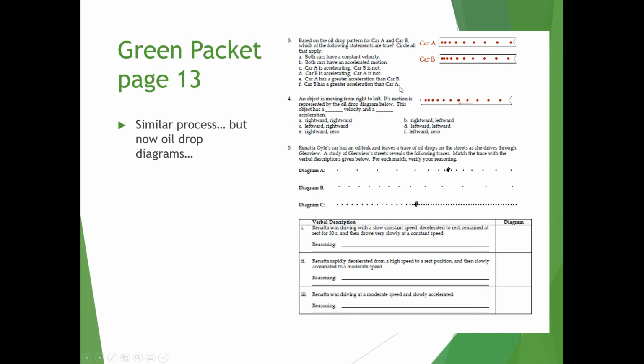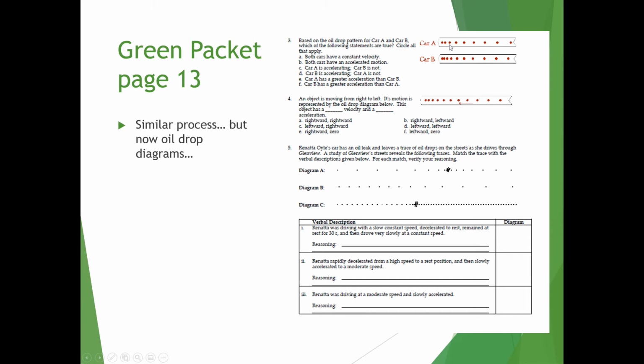E, car A has a greater acceleration than car B. Well, let's take a look at that. So what I want you to do is go over and count from the left and circle the 5th dot. I'm picking number 5 at random.